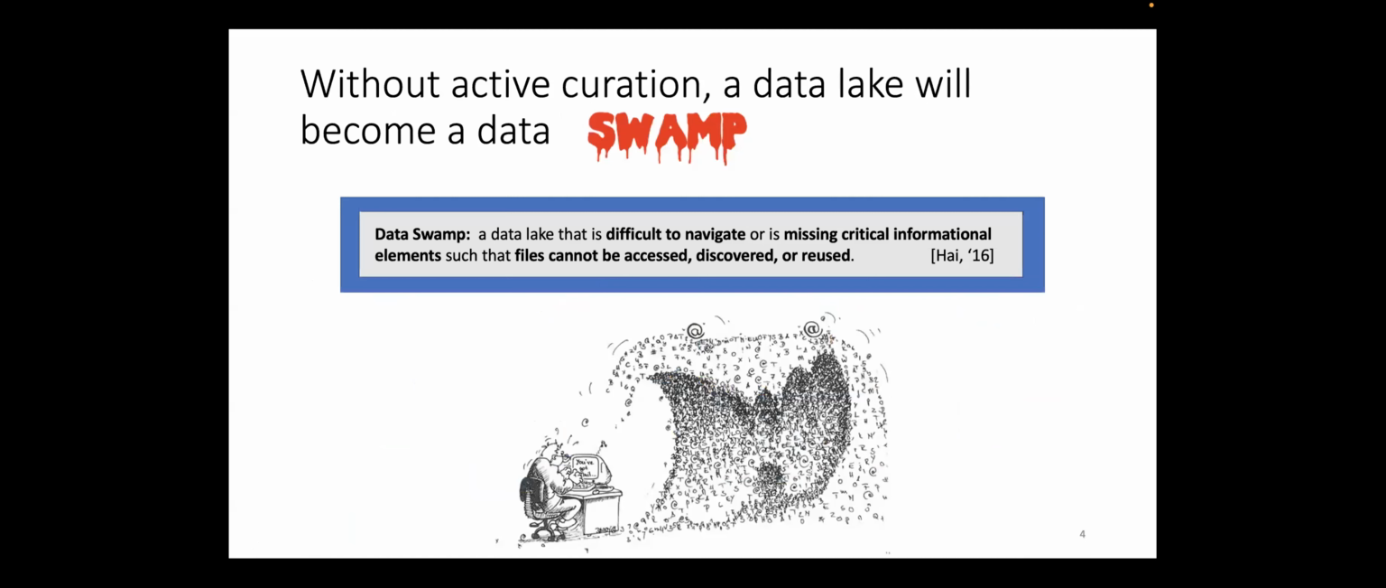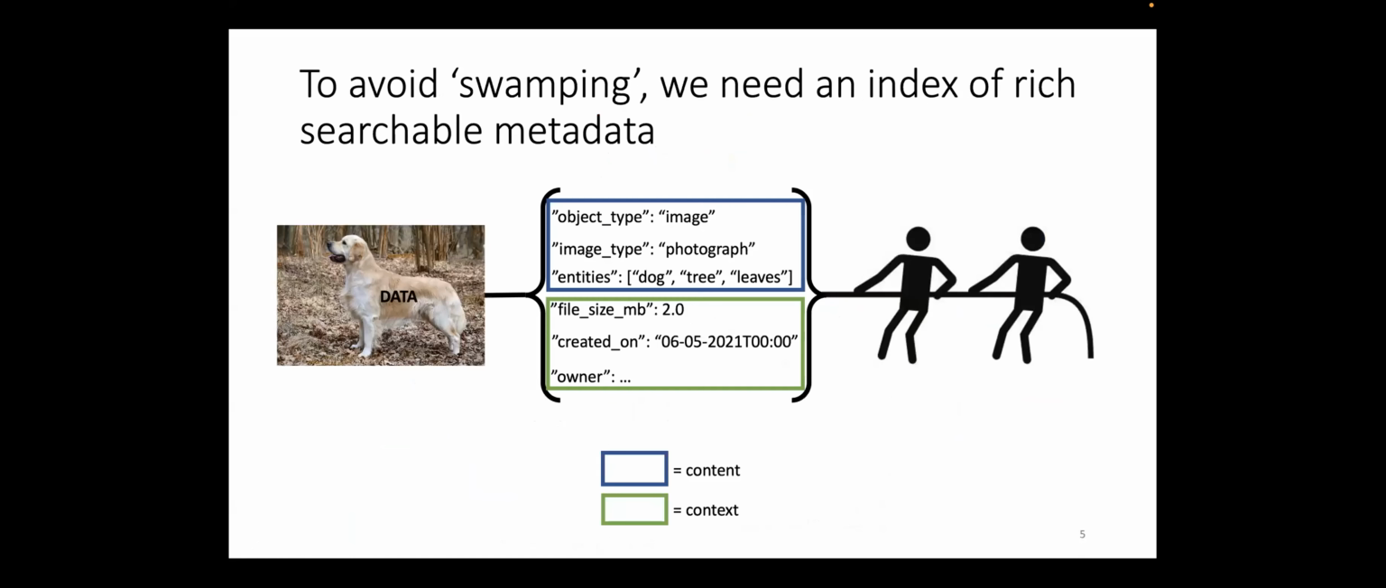But that is not always the case. We create these things that are called data swamps, or these collections of data that are difficult to navigate, missing critical informational elements, or files that cannot just be accessed, discovered, or reused. So how do we turn this pile of data into something usable by the sciences? To avoid data swamps, we need an index of rich searchable metadata, right? We can't navigate our data unless there's a means of doing so.